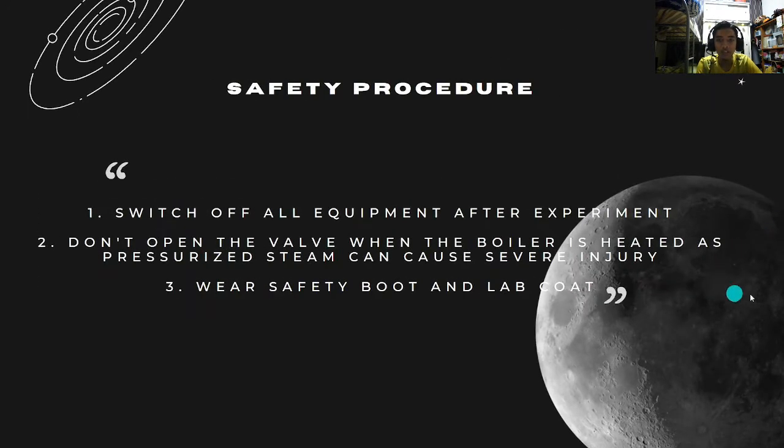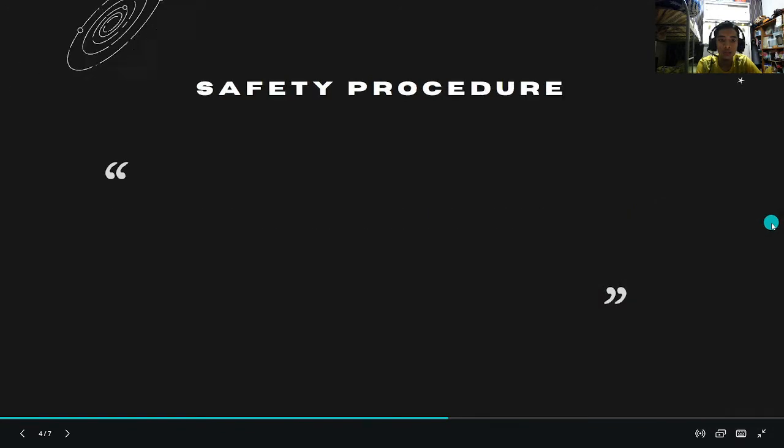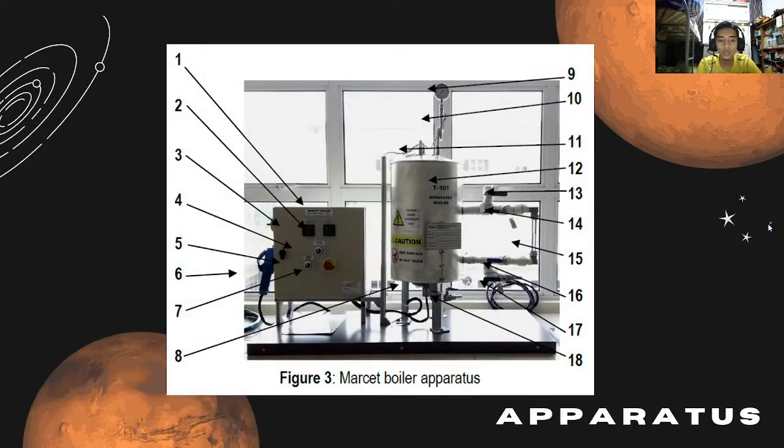So next is the safety procedure of this experiment. First, switch off all equipment of the experiment. Next, do not open the valve when the boiler is hot, as the pressurized steam can cause serious injuries. And next, wear safety boots and a lab coat. So now we'll go to the apparatus and the procedure.